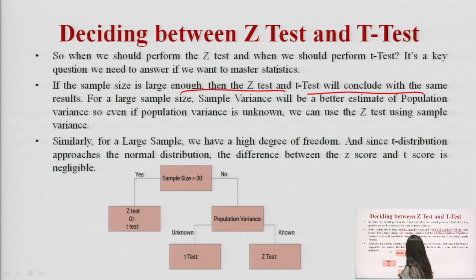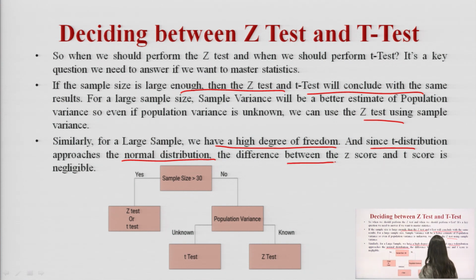For a large sample size, the sample variance is a better estimate of the population variance. So even if the population variance is unknown, the Z test can also be used. Similarly, for a large sample we have higher degrees of freedom, and since the T distribution approaches the normal distribution, the difference between the Z score and T score is negligible.